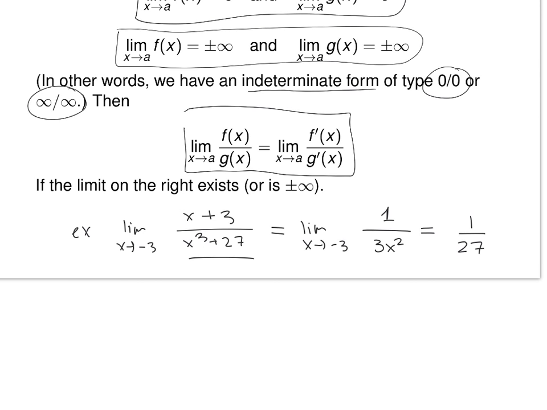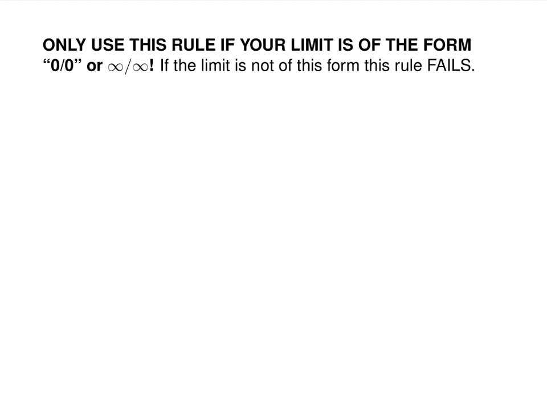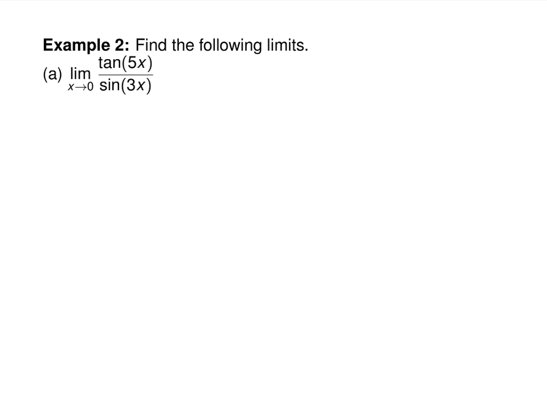And also it works if you have infinity over infinity, and the infinities don't have to have the same signs. It could be that the numerator goes to positive infinity and the denominator goes to negative infinity. That doesn't matter. They just have to get infinitely large. Okay, so let's do a few. So only use it if your limit is 0 over 0 or infinity over infinity. If not, the method fails and you fail too.